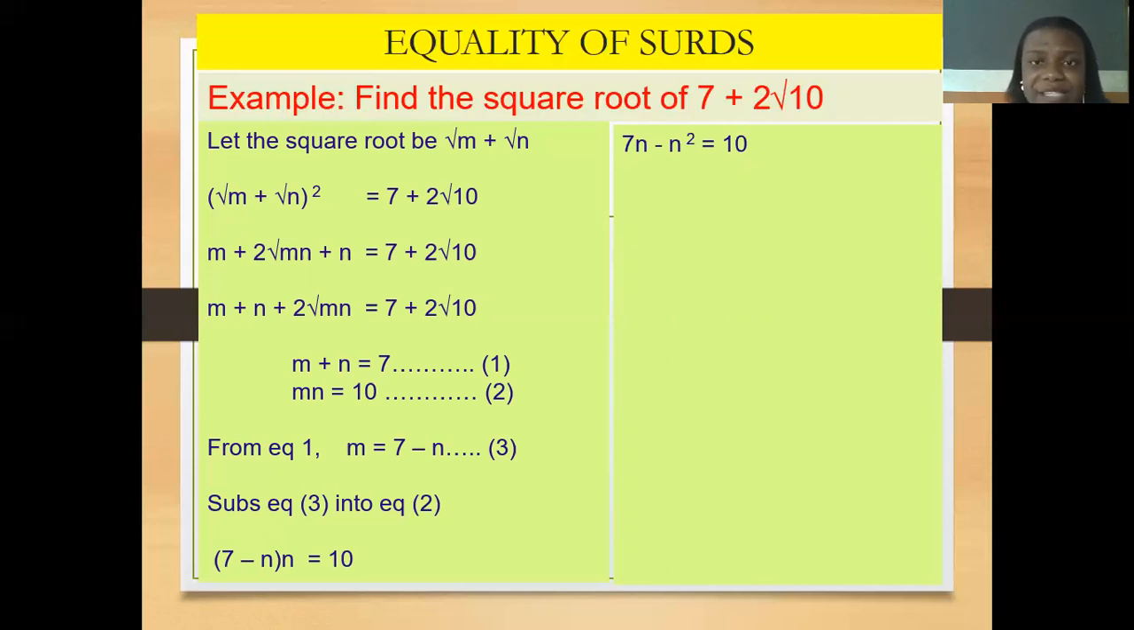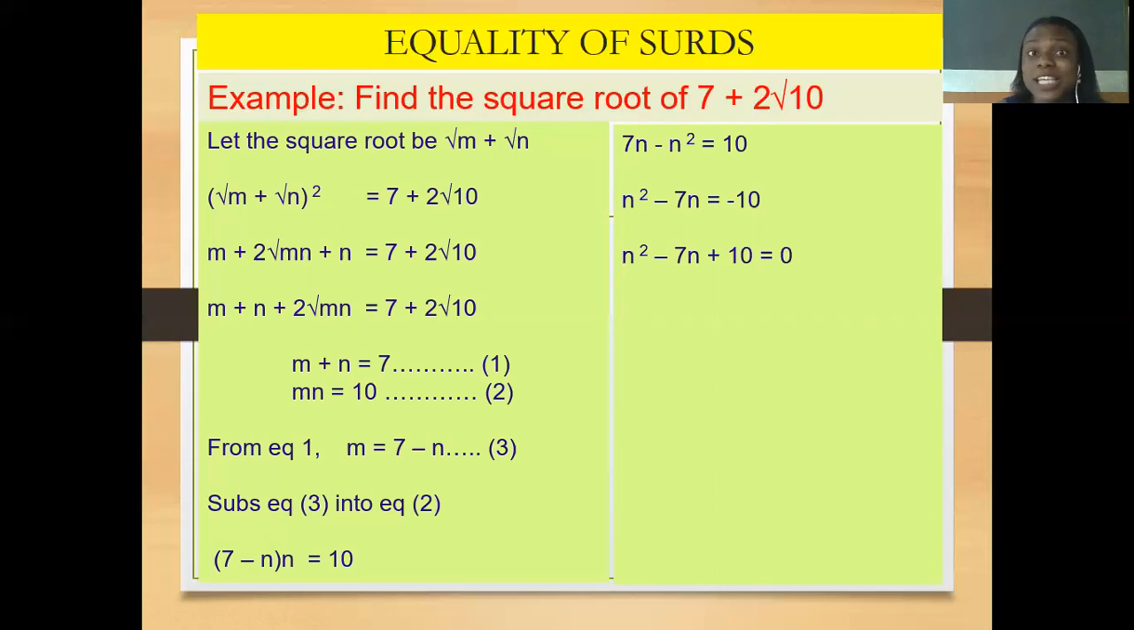First of all, we're going to multiply it by minus 1 to get n squared as positive. So we have n squared minus 7n equals minus 10. Then we bring minus 10 to the left-hand side. We have n squared minus 7n plus 10 equals 0. That is our quadratic equation. So anytime you're finding the square root of a surd, you would always end up with a quadratic equation. Now you have to solve.